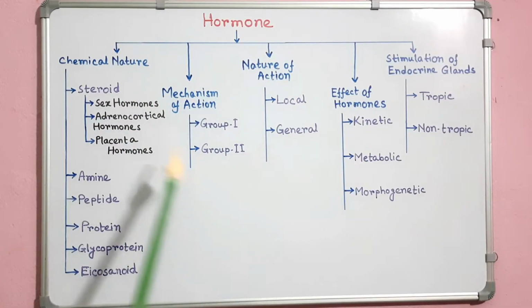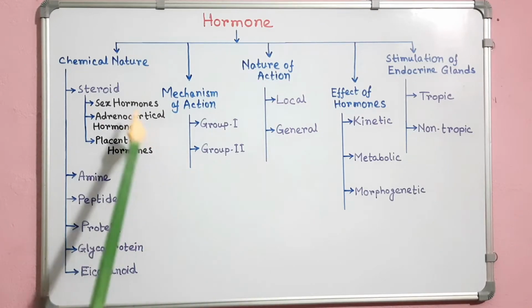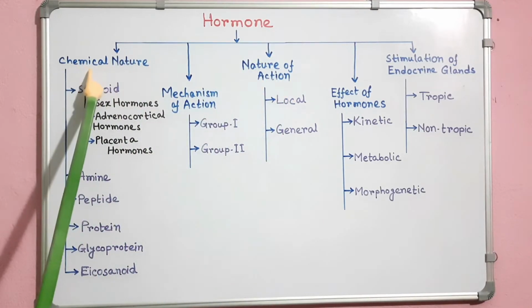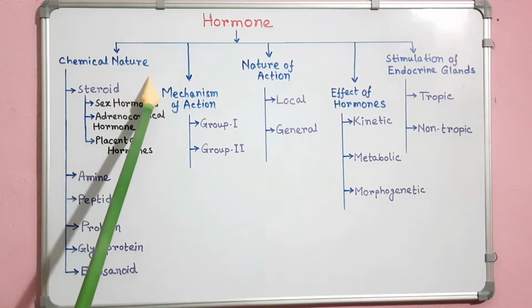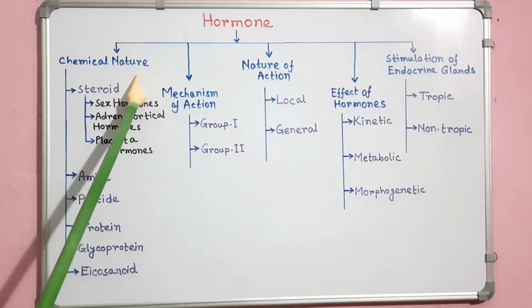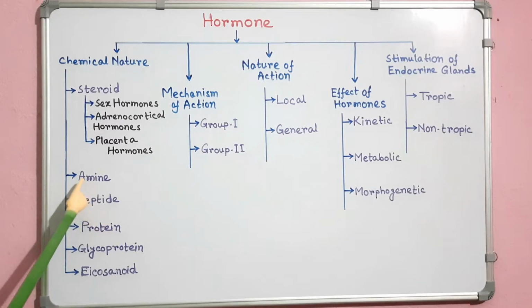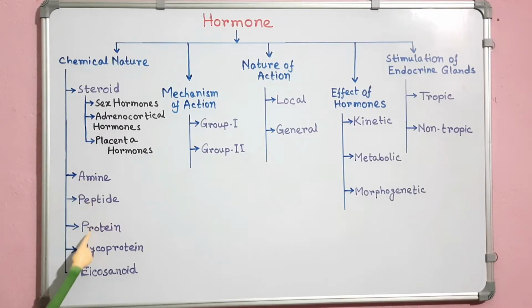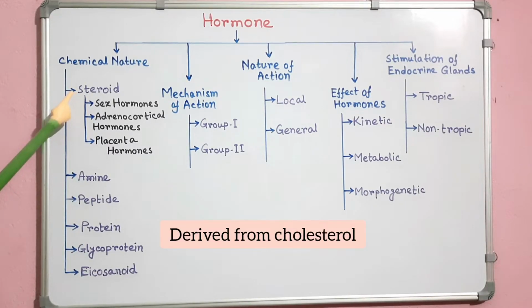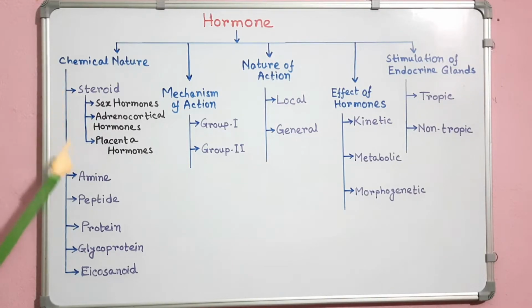In this flowchart, I have shown the classification of hormones. According to chemical nature, the hormones are divided into 6 classes: steroid hormones, amine hormones, peptide hormones, protein hormones, glycoprotein hormones, and eicosanoid hormones. Steroid hormones are derived from cholesterol, which belong to chemical compounds known as steroids.